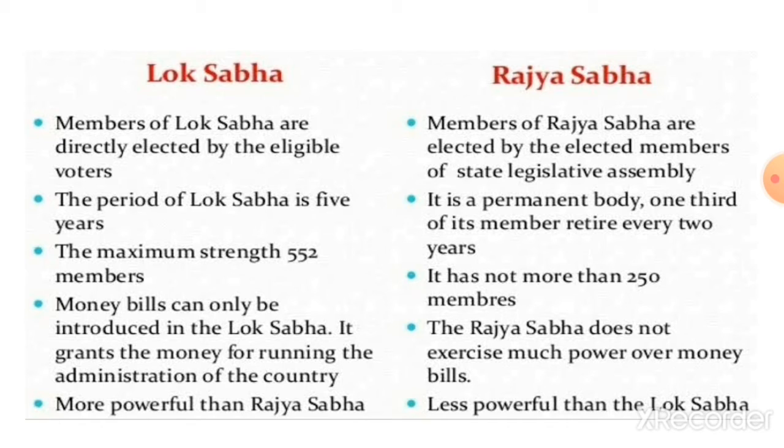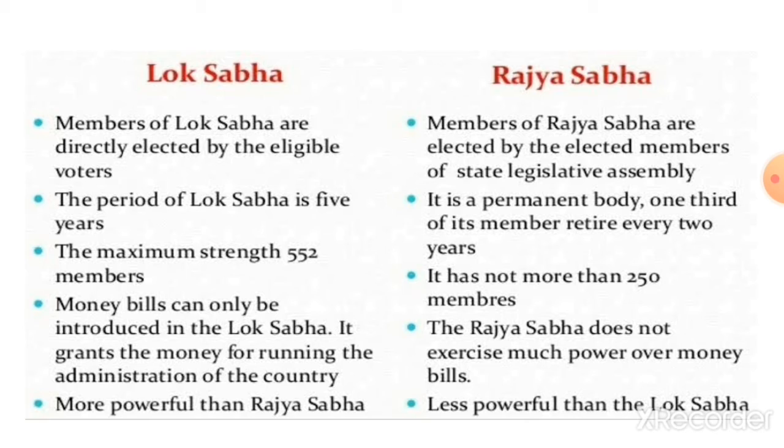Say from Maharashtra, 10 MPs are selected. And who is going to select them? MLAs, those MLAs who are elected by people. They select the MPs, and these MPs become the members of Rajya Sabha. So it is called that the members of Rajya Sabha are indirectly elected. People don't elect them directly, but indirectly, that is, the people elect the MLAs, and these MLAs elect the members of parliament, that is members of Rajya Sabha. So it is said that the members of Rajya Sabha are indirectly elected.